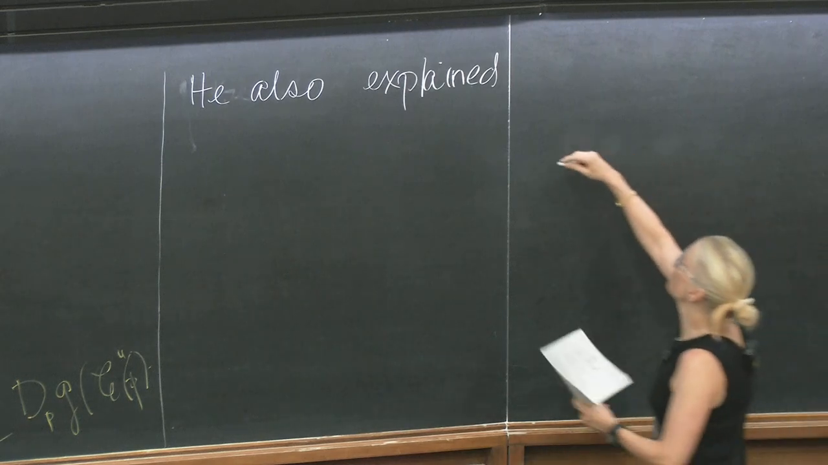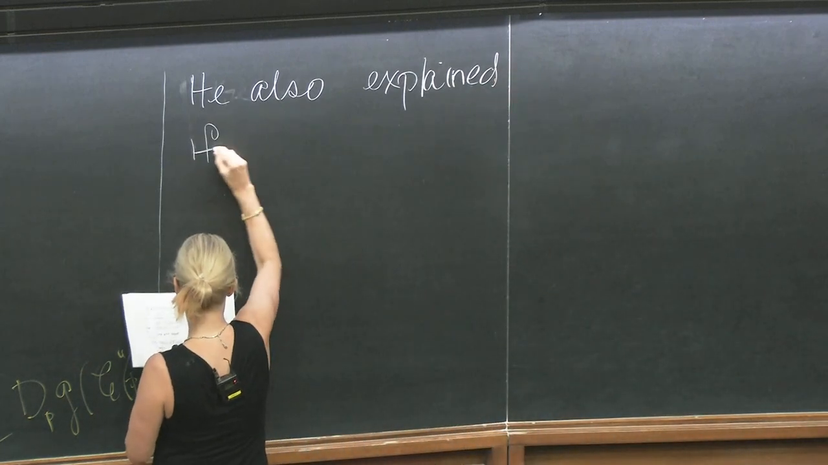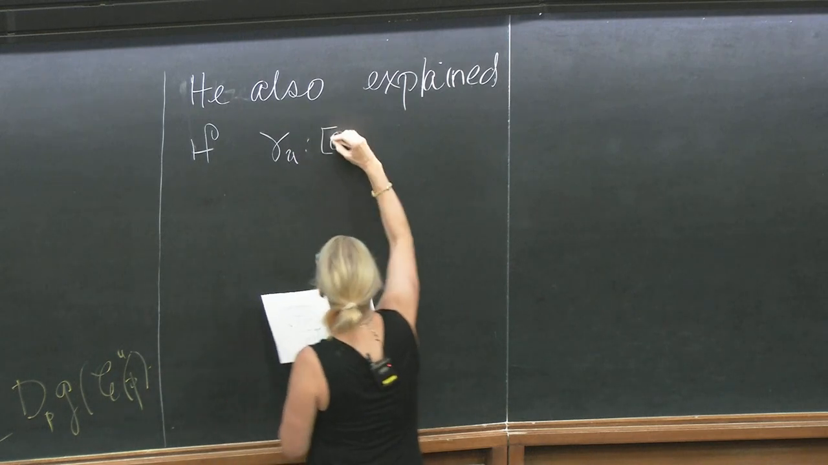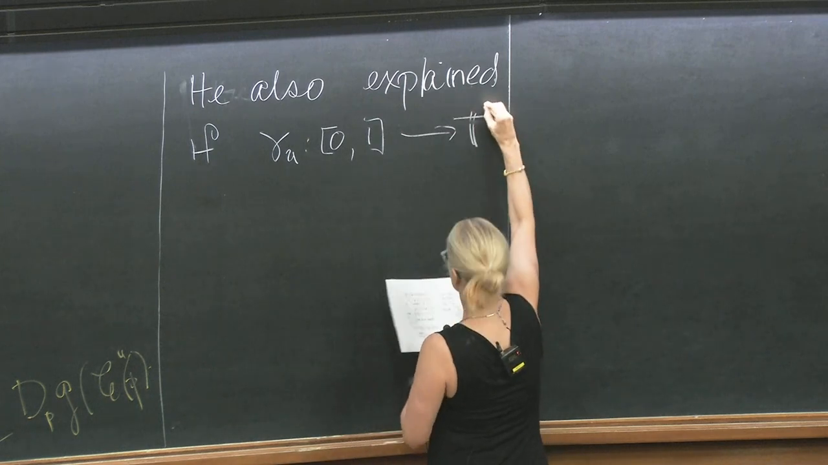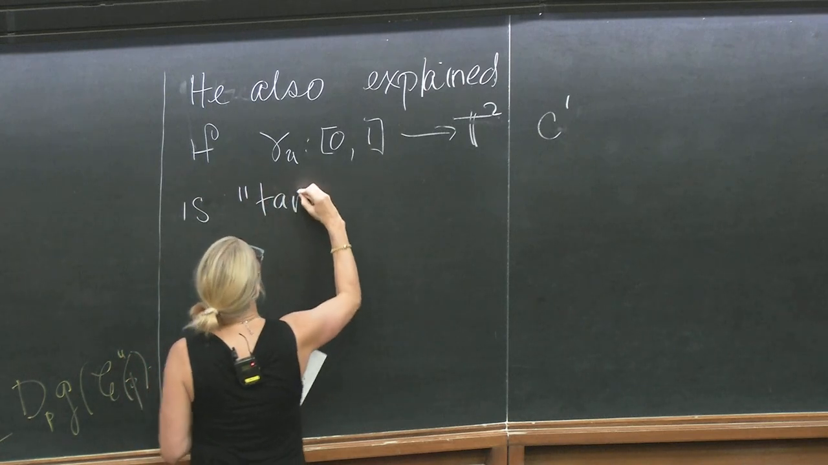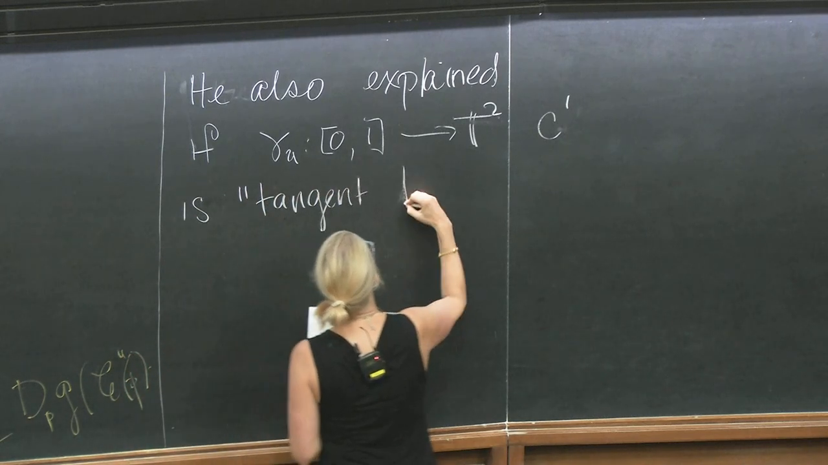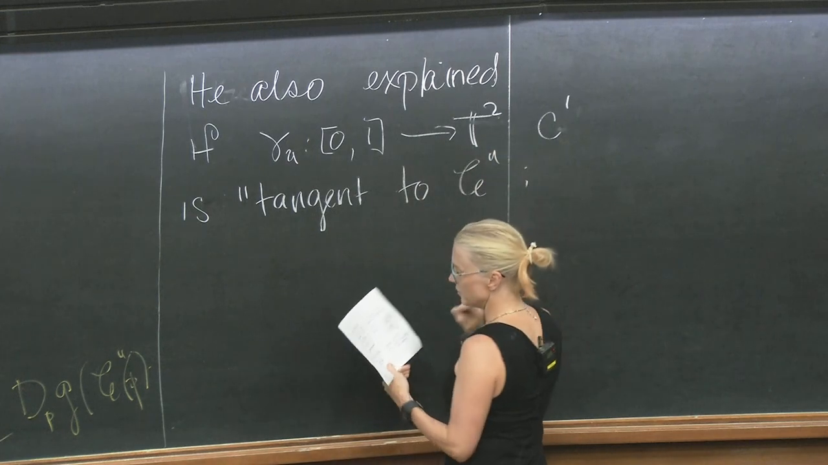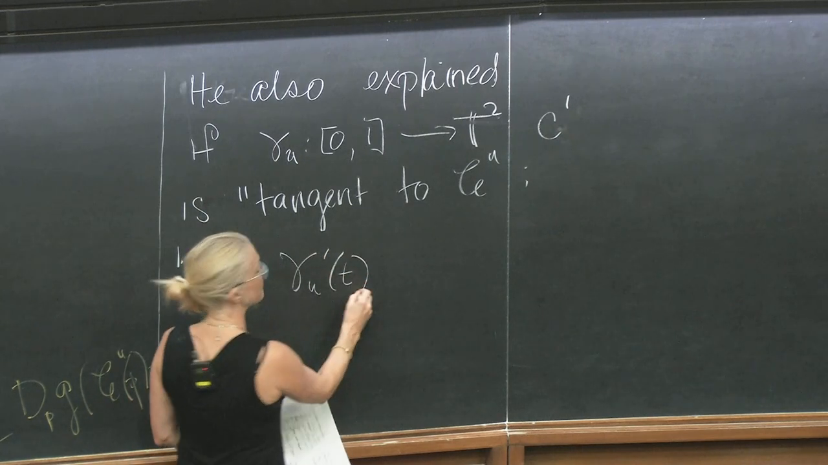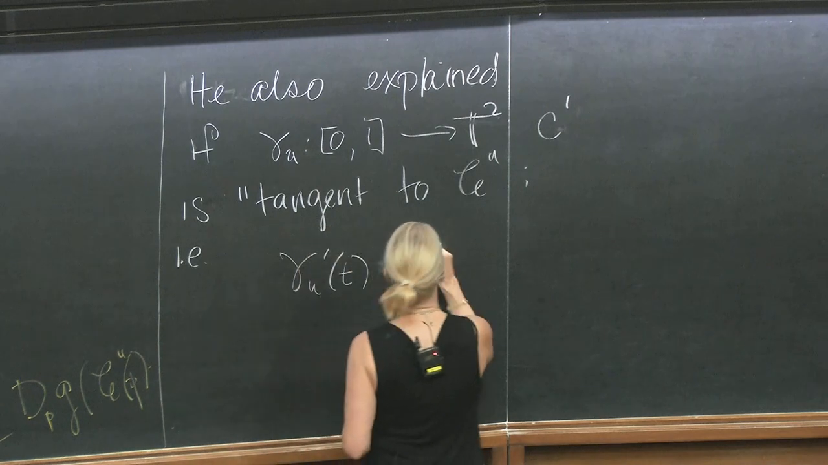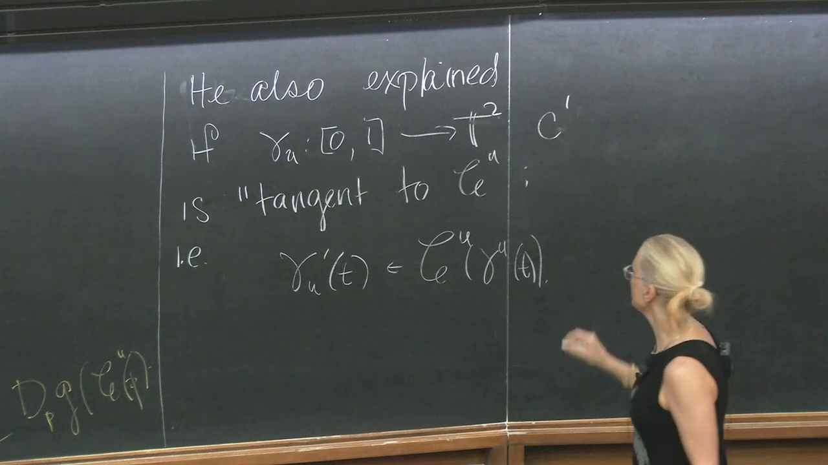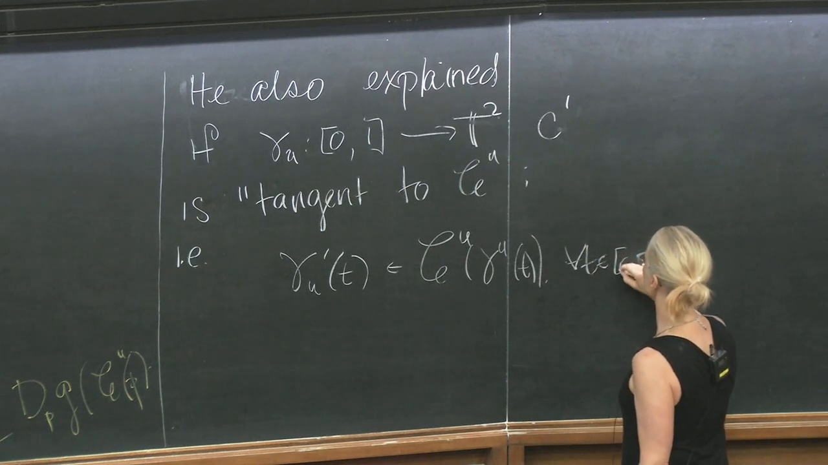So an important ingredient of this is that if I take a curve, gamma sub u, something c1, he used the term tangent to C^u, by which he meant simply that the derivative at every time t, the derivative vector lies inside the cone at the image point on that curve, gamma u of t, for all t in [0,1].